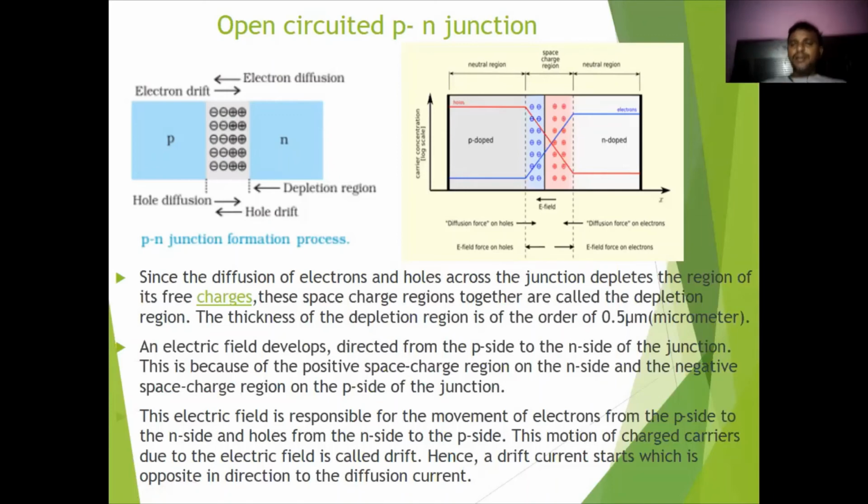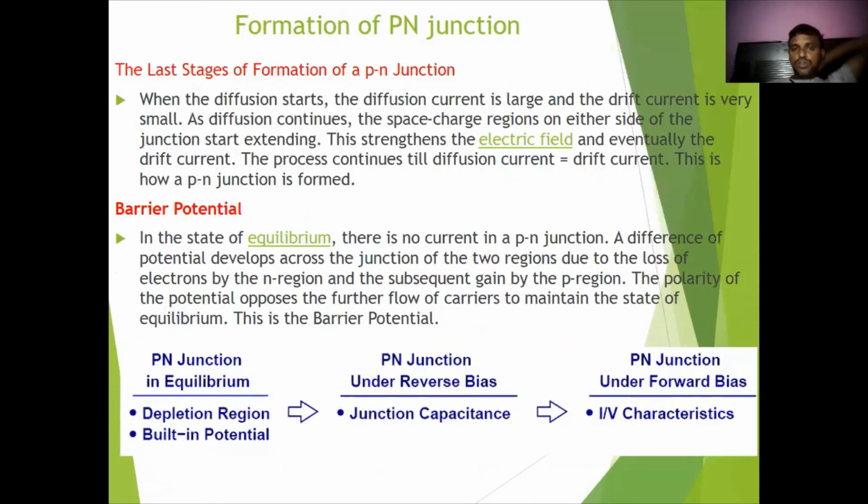Then how long this will take place, we will see. When the diffusion starts, the diffusion current is large and the drift current is small. As diffusion continues, the space charge regions on either side of the junction start extending.